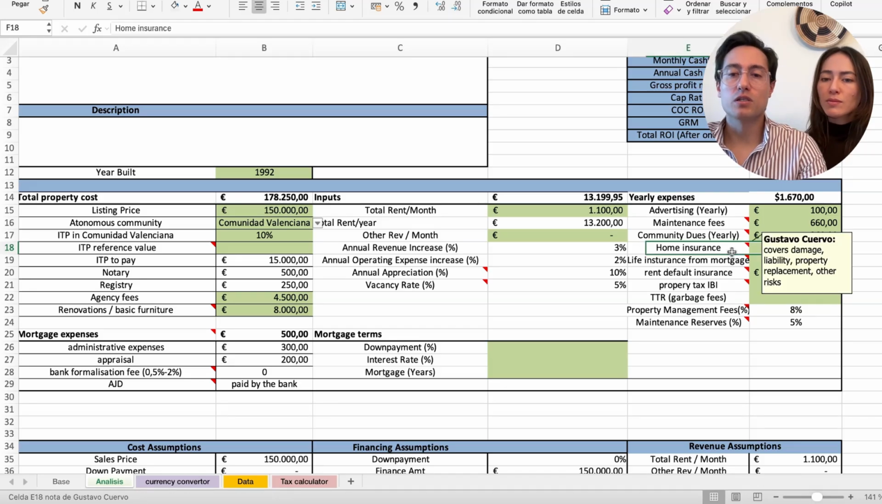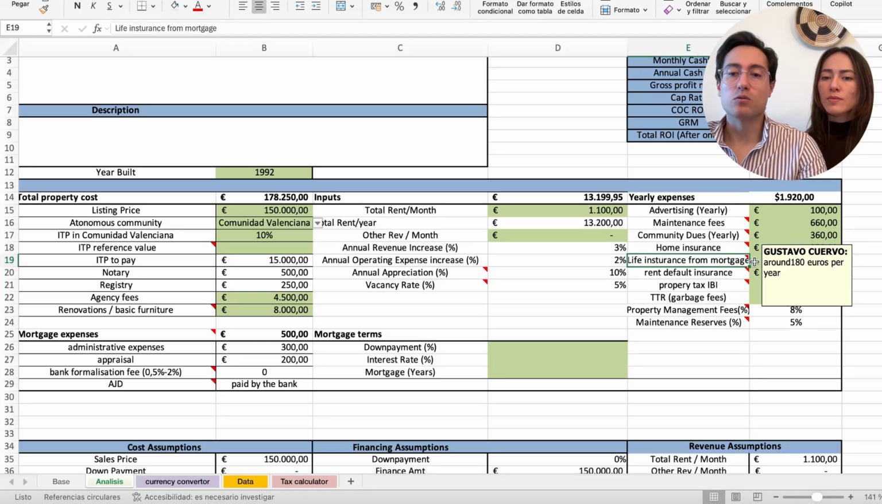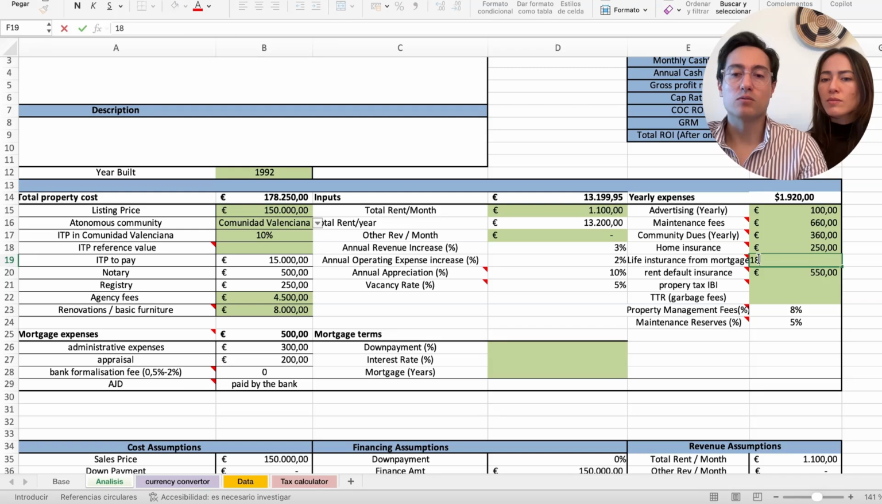For the home insurance, we want to be covered in terms of damage, property replacement, liability, and other risks, and this will go for around 250 euros per year. The life insurance, if you get a mortgage, of course, this is optional, but they will ask you to pay around 180 euros per year.